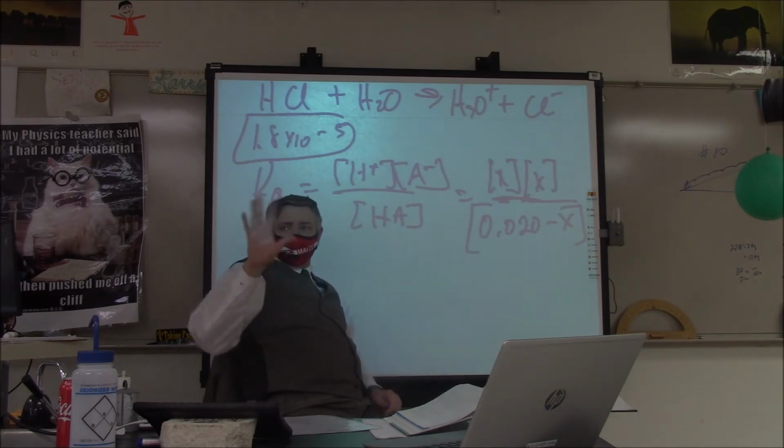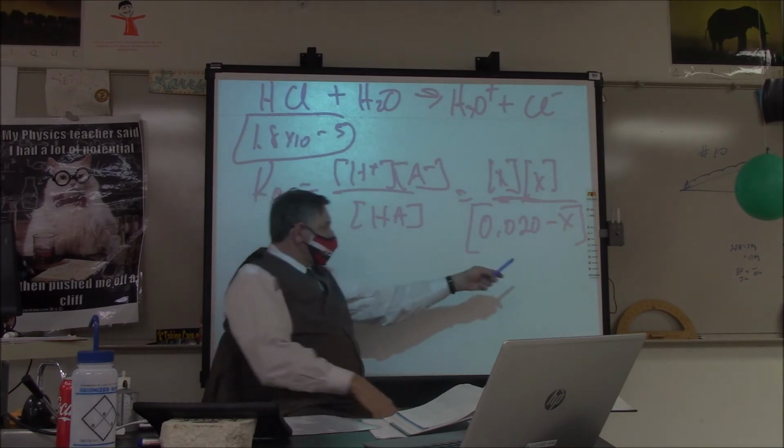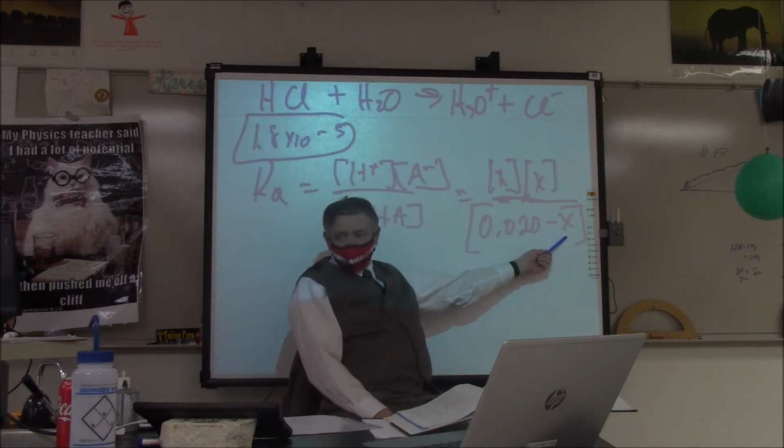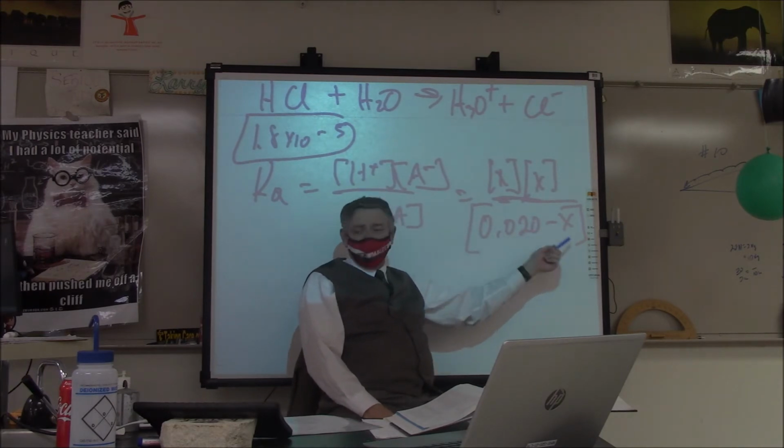It's what's known as the 5% rule. If your percent of ionization is less than 5%, what we're saying is that subtracting this X isn't going to change this number enough to make any difference.